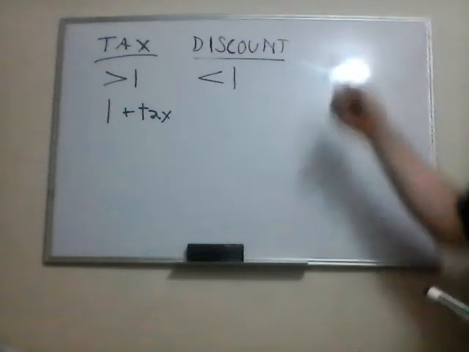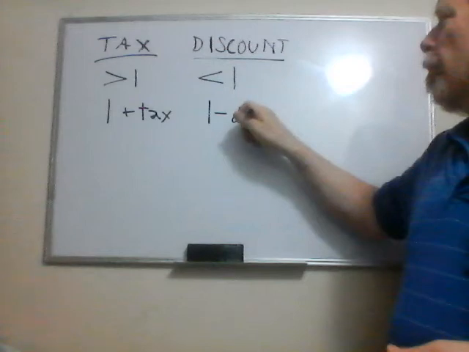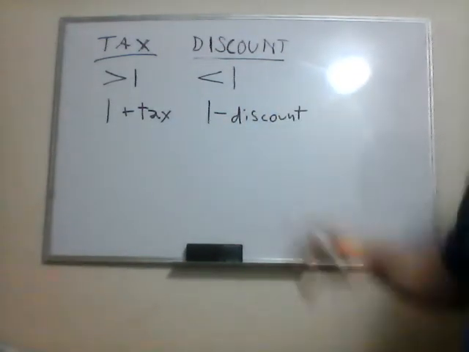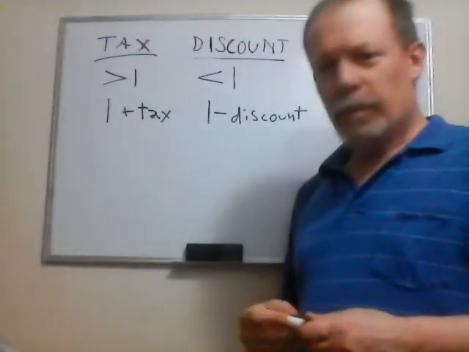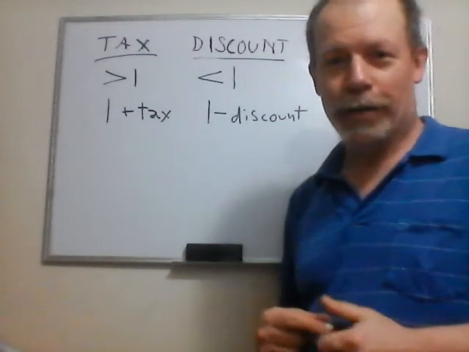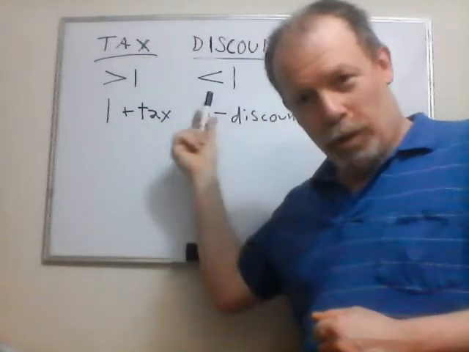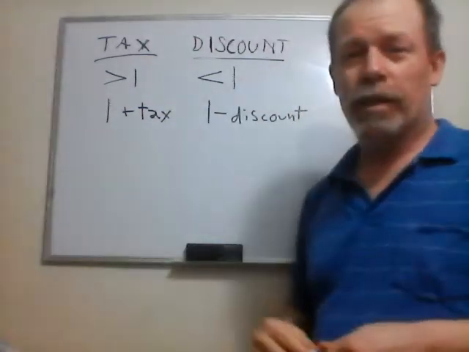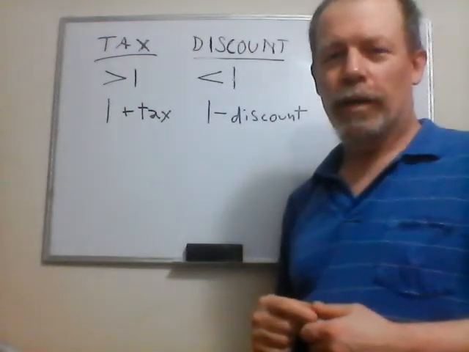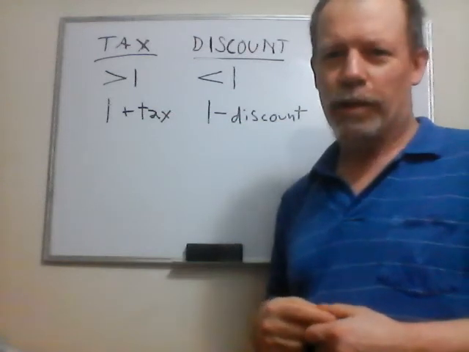This is where people get really confused. On the discount, you want to subtract the discount from 1 to get your discount multiplier. So 10% discount doesn't mean you multiply by 10%. It doesn't mean you multiply by 110%. What it means is you want to subtract 10% from 1 and get this multiplier 0.9. Then you multiply that to get your discount. Discount is not subtraction. It's not division. It's a multiplication process, just like taxation.